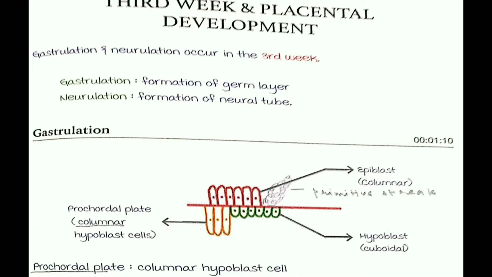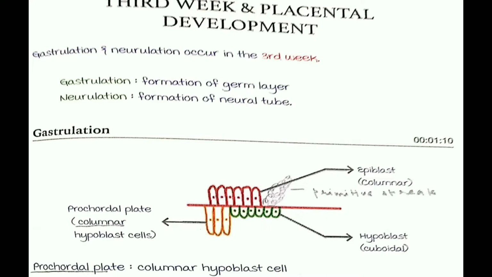So basically, in the previous videos we talked about the first week of development and the second week of development. In the last video on the second week of development, I mentioned that in the second week two layers are formed. From the inner cell mass we had the epiblast and the hypoblast layers, and from the outer cell mass we had the cytotrophoblast and syncytiotrophoblast layers. So in this video I'll talk about the things happening in the third week of embryo development.